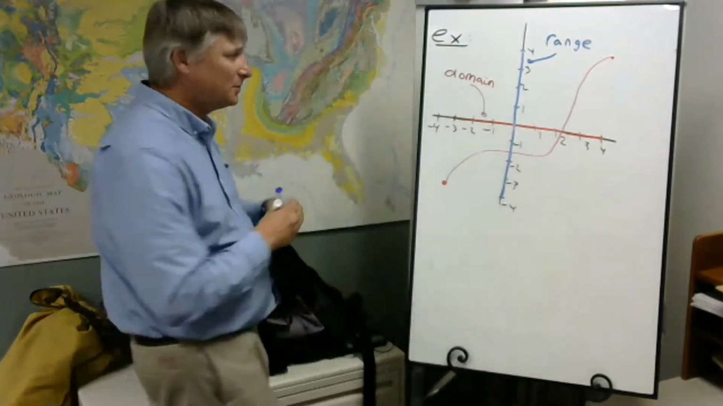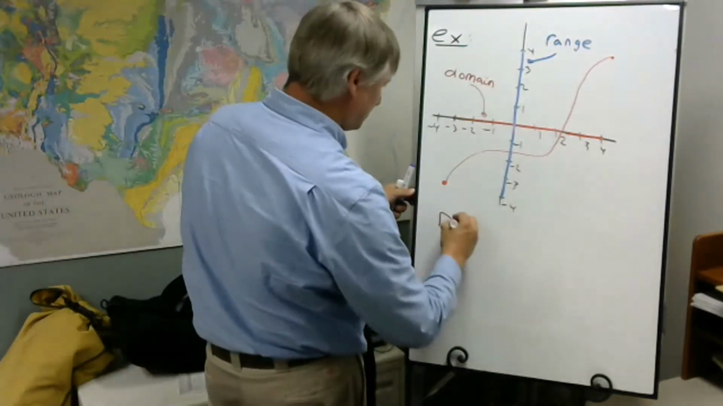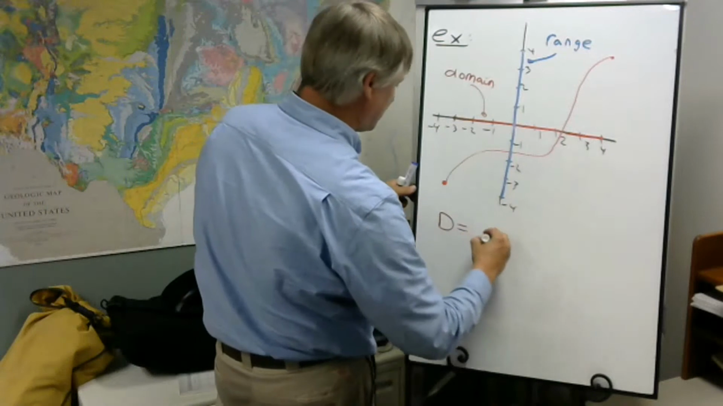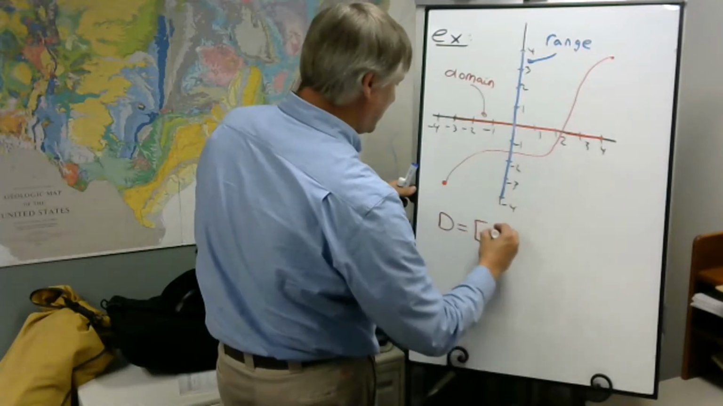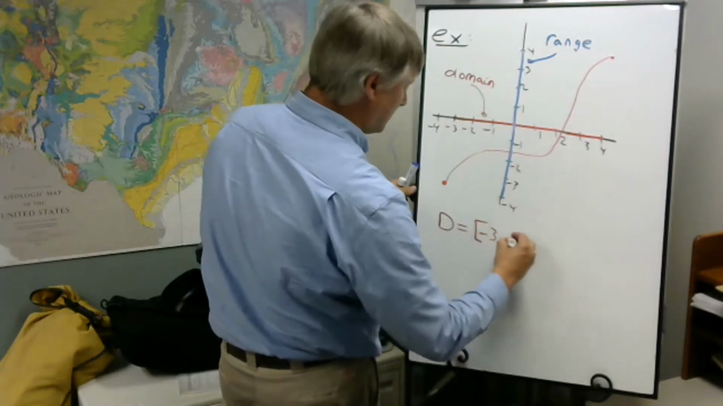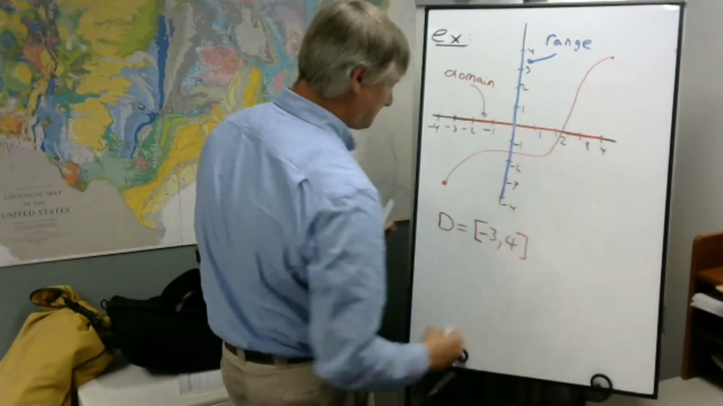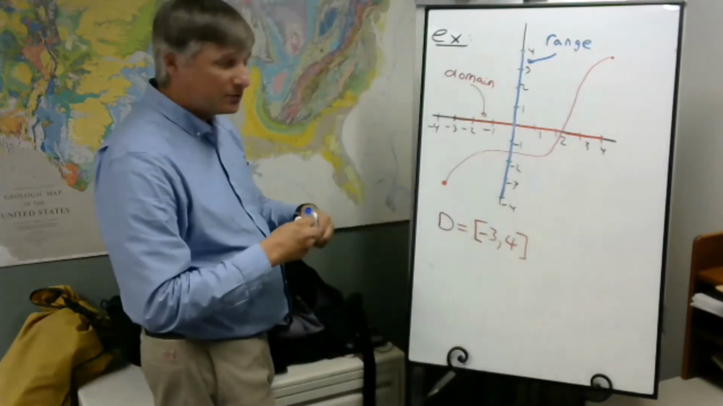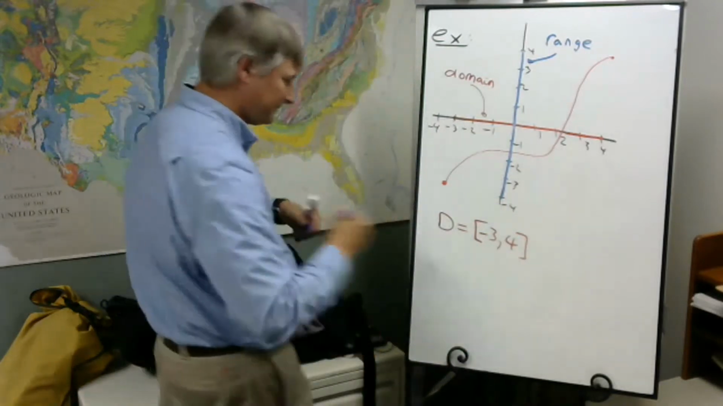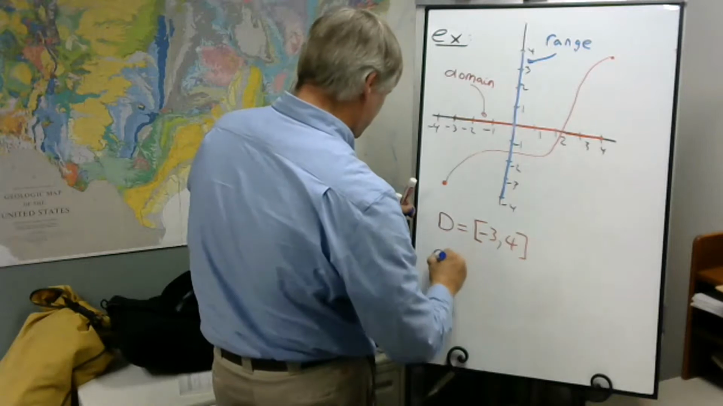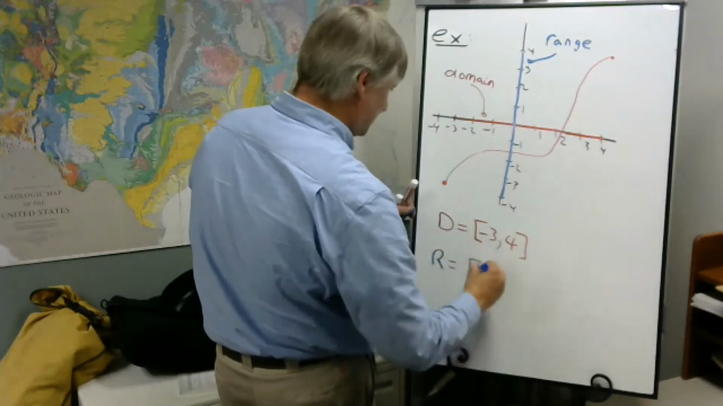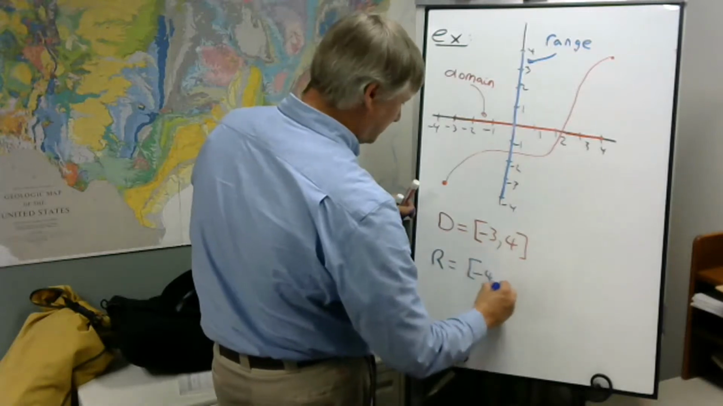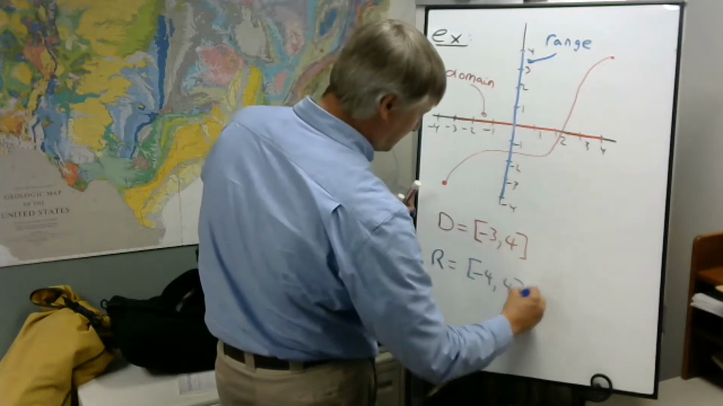So the domain for this one will be [-3, 4]. And then the range for this function will be [-4, 4].